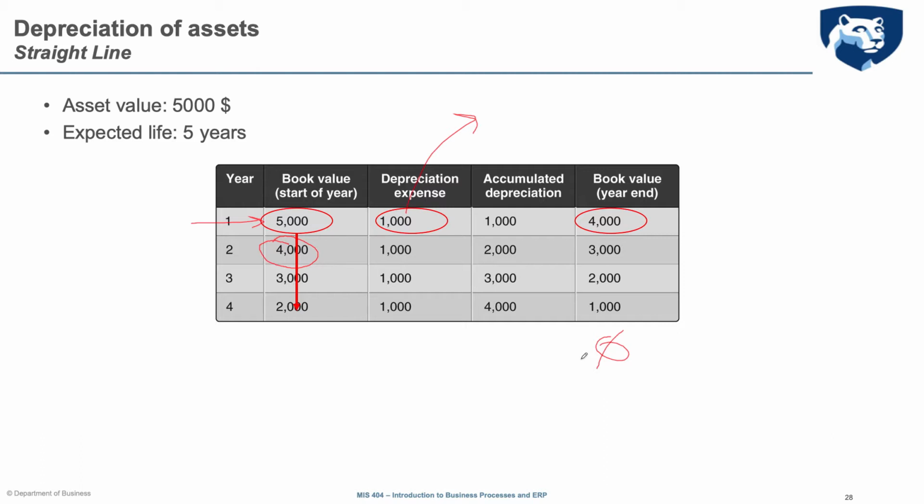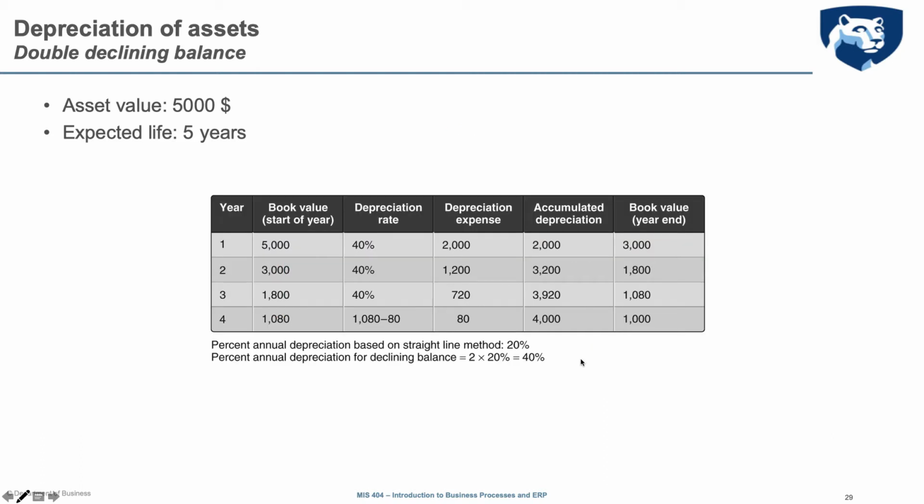income statement. Another option is the so-called double declining balance, which doesn't apply a constant sum of money every year, but uses a percentage. So in this case, you see that you apply 40%. So every year you decrease the value of the asset by 40%.